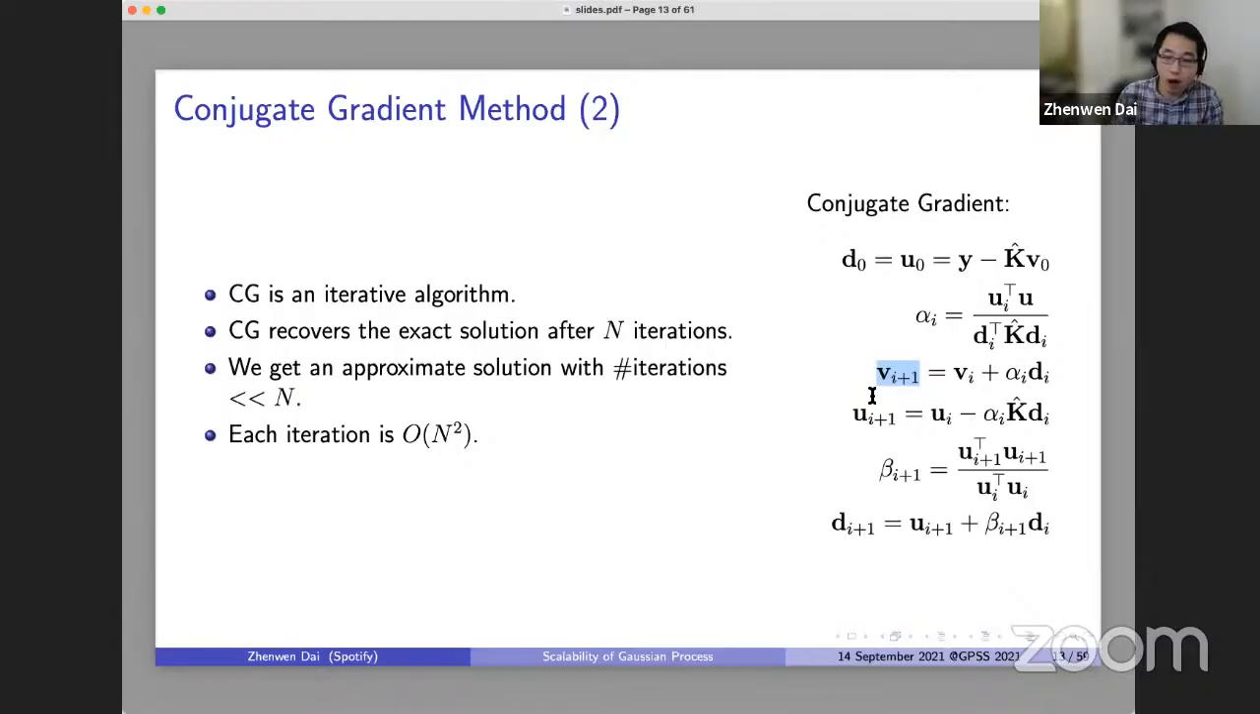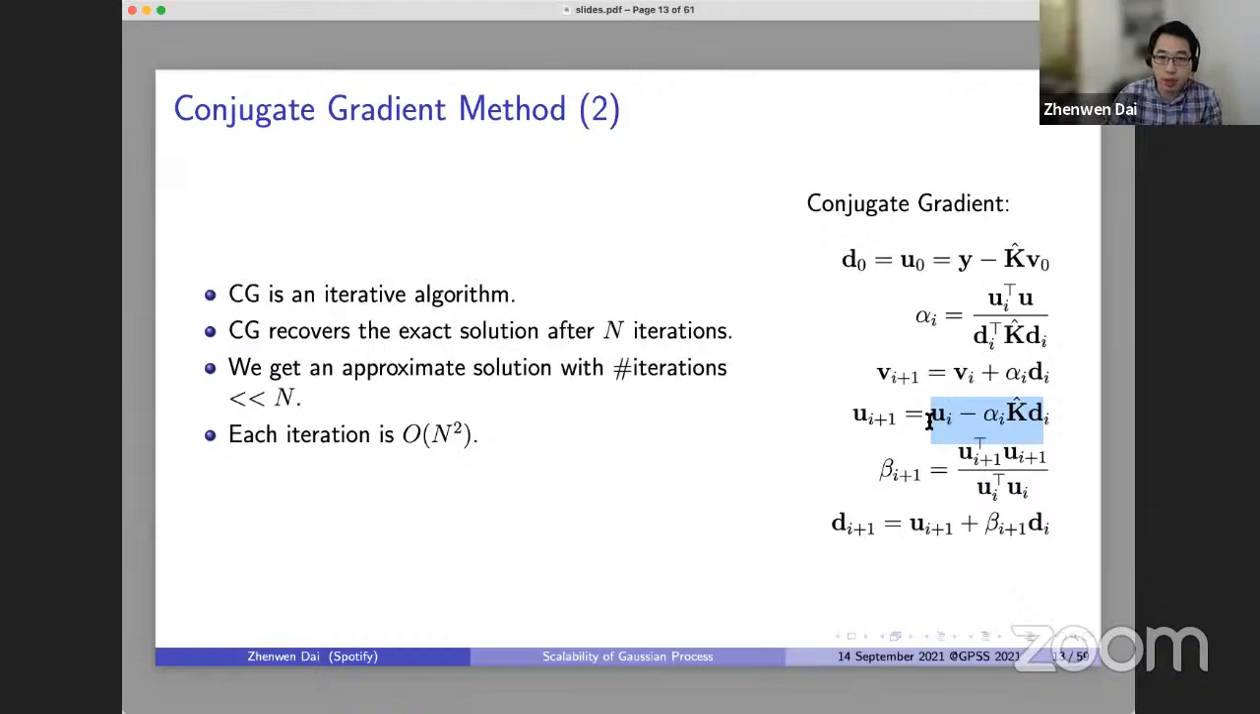And then, of course, if we iterate n times, that is not fast, because every iteration is n squared complexity. Every iteration involves many steps with the K hat covariance matrix, so these kinds of calculations have n squared complexity. So if we take n steps to get a solution, then we fall back into cubic.